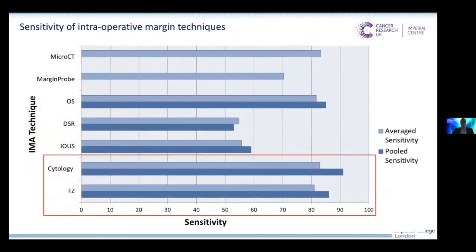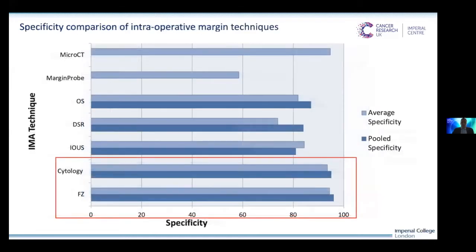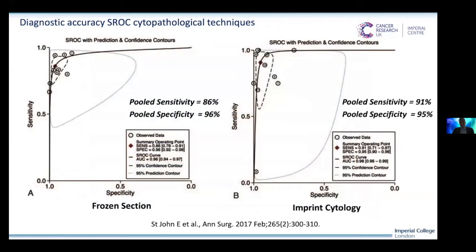When it comes to competitor analysis, I guess you would call it, you won't be surprised to see that the cytology and frozen section, that's FZ, have the highest sensitivity and specificity in a pooled analysis that we performed relatively recently and published. And here is essentially the SROC curves for both those techniques, frozen on the left, imprint on the right. You can see the area under the curve is almost 1. So these are the techniques that work really well. Why don't we do them?